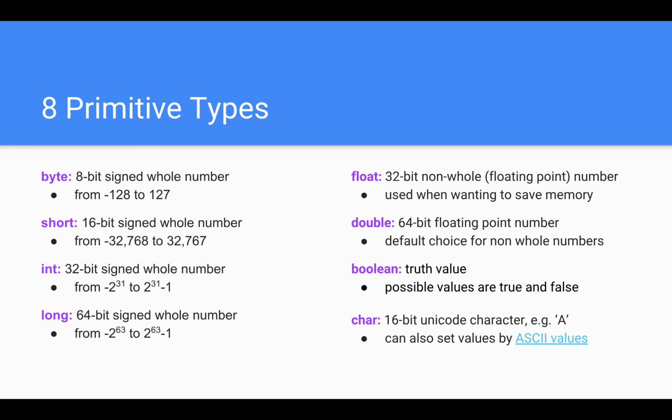And then for floating point numbers, a float is a 32-bit non-whole number, a double is a 64-bit floating point number, and then a boolean is a truth value, so it can either be true or false. And a character is a 16-bit Unicode character. For example, a single A or a single B, and those always have to be inside single quotes.